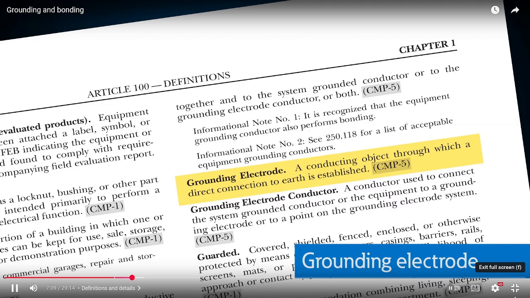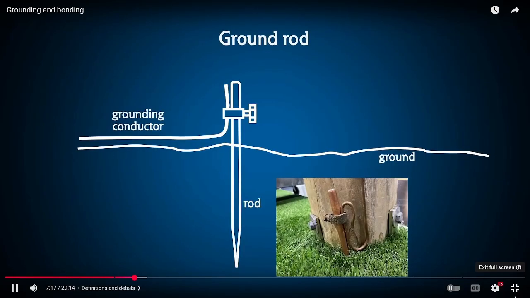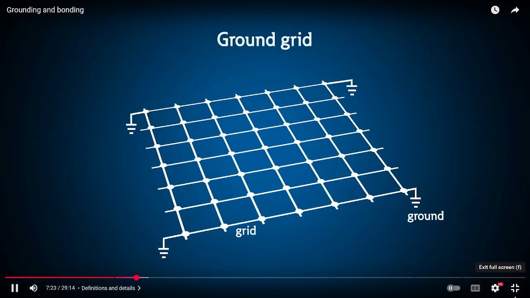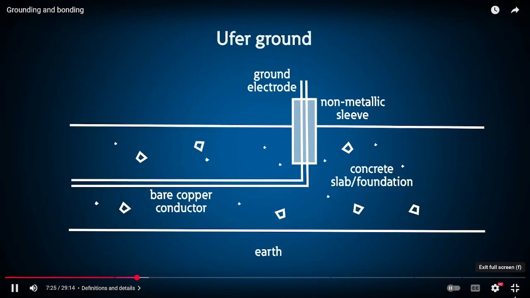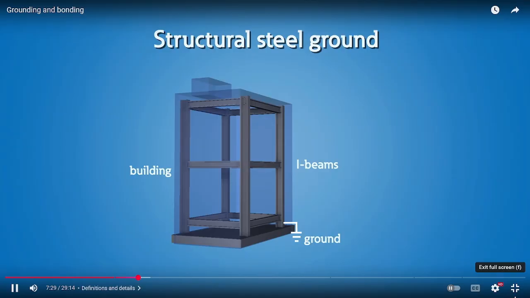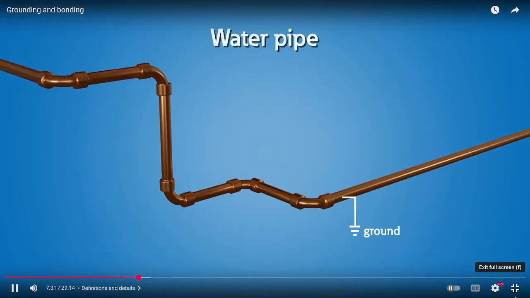A grounding electrode is a conducting object used to make a direct electrical connection to the earth. This is typically your ground rod, a very common solution with regard to your grounding electrode. It could be your grounding grid, it could be the Ufer ground, or inside of a building, it could be the structural steel or the water pipe coming into your home. Those are all grounding electrodes. And you could have multiple grounding electrodes at any one installation.